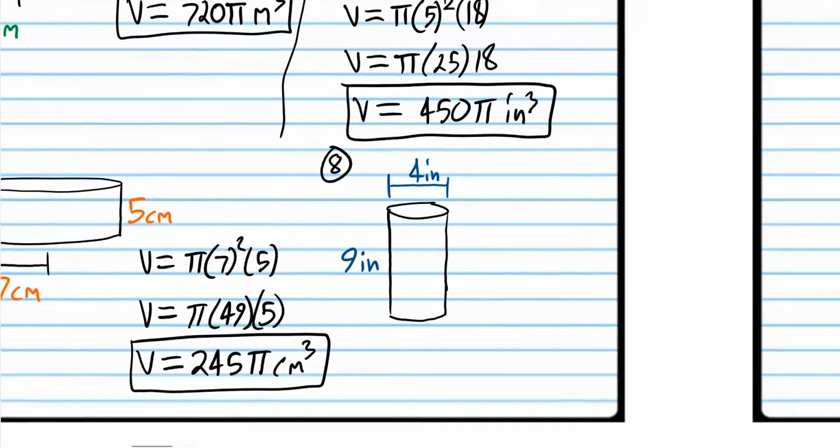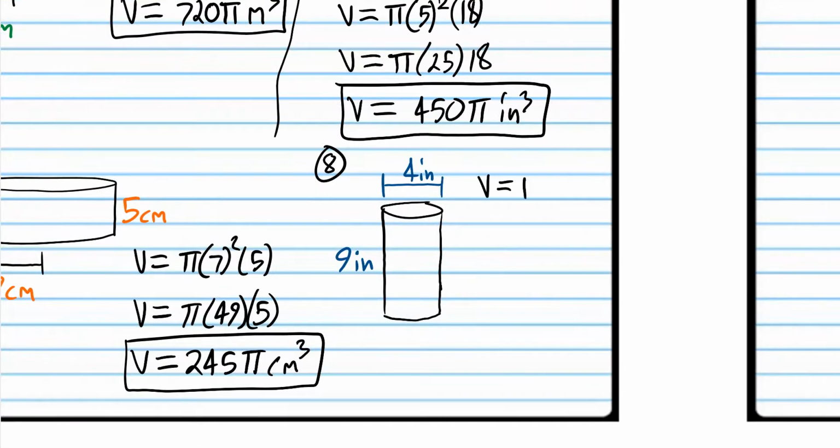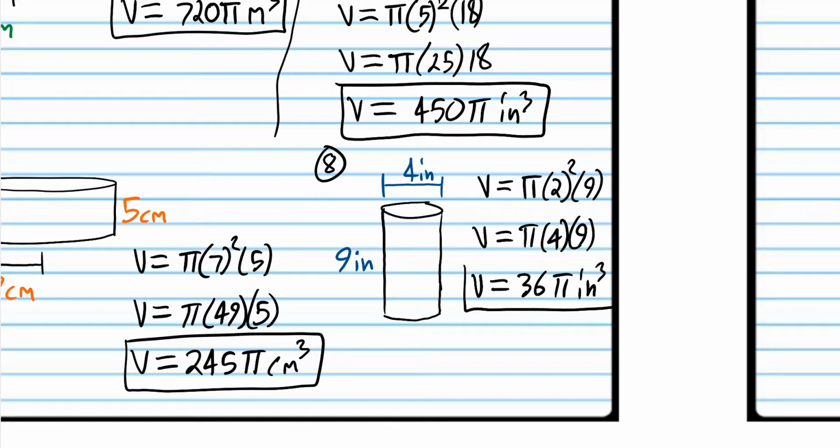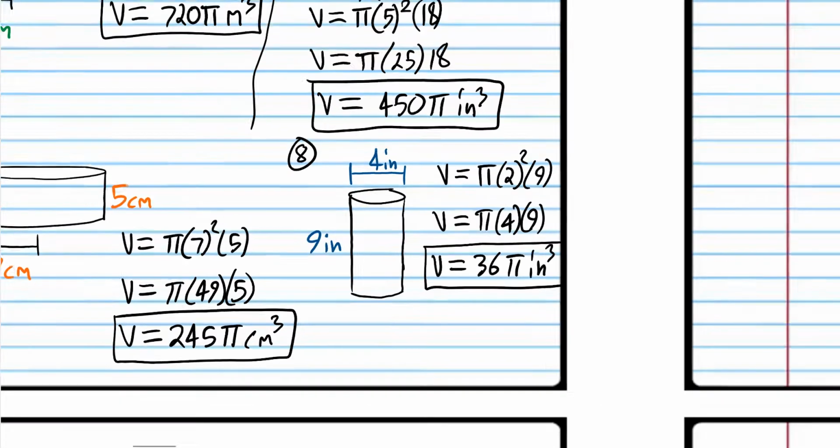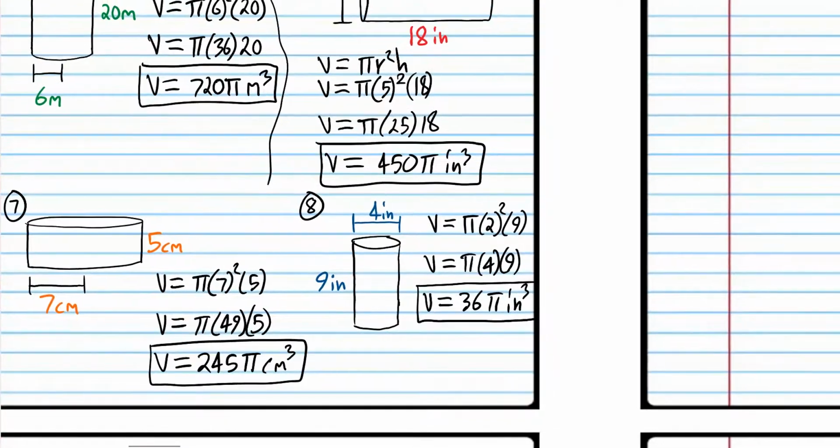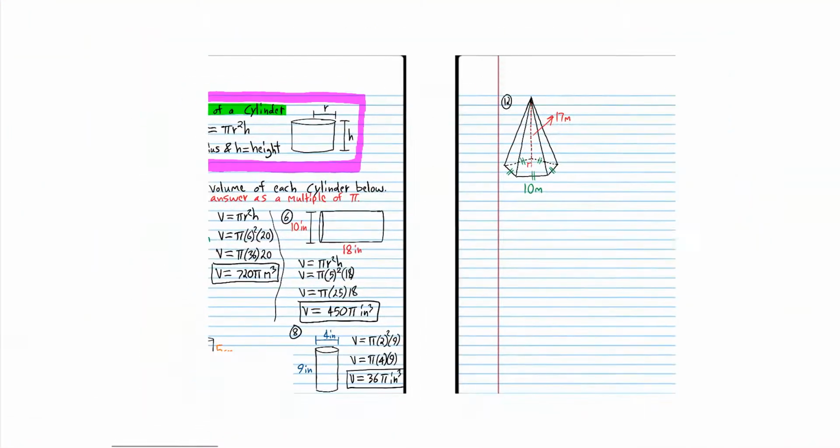All right, we're back. Volume is equal to pi r squared h. Now, r is not 4. R is 2. The diameter is 4, so be careful with that. And the height is 9. And doing that math, you can probably just do the math in your head. I don't really need you to show steps, but we get 36 pi cubic inches. So if you got 36 pi cubic inches, good job. All right, on to number 9.